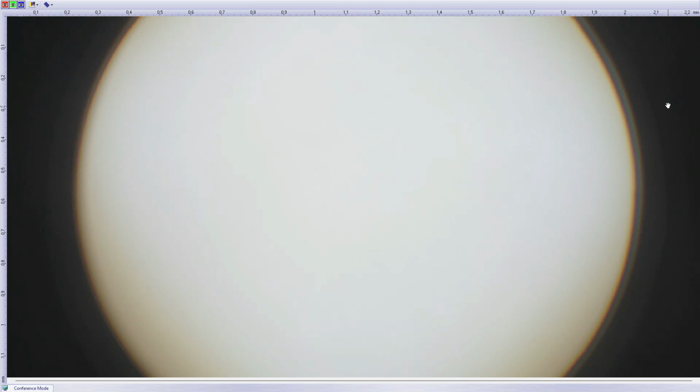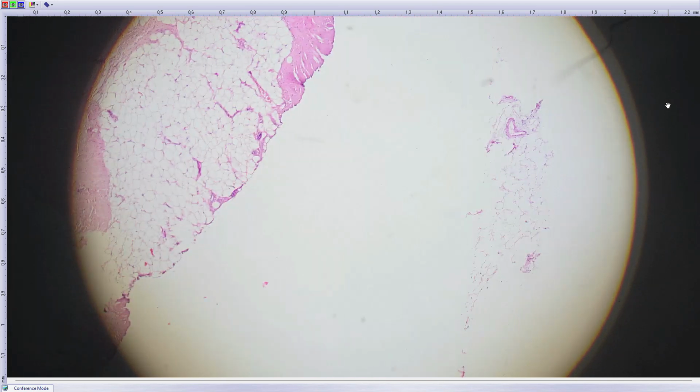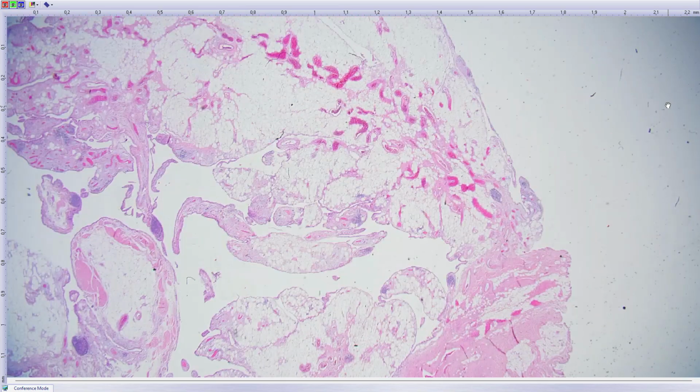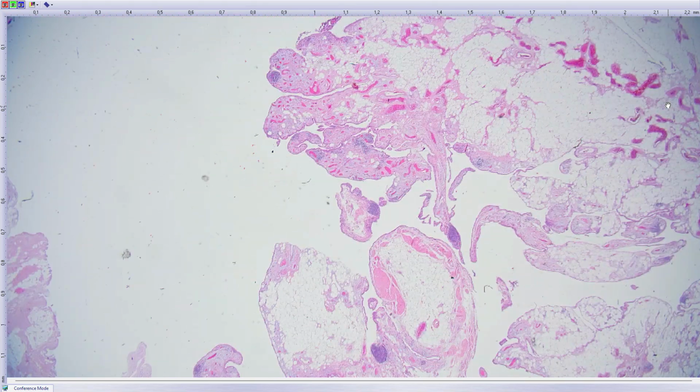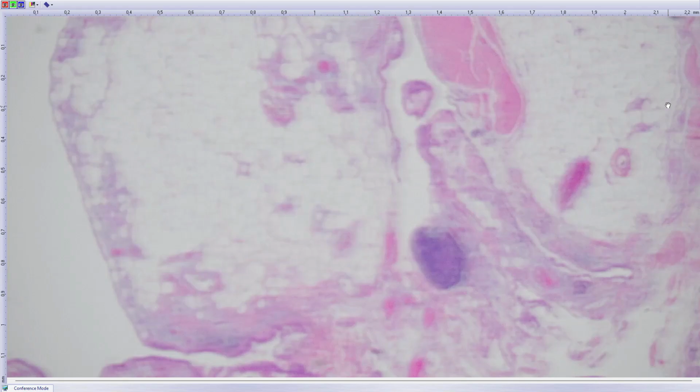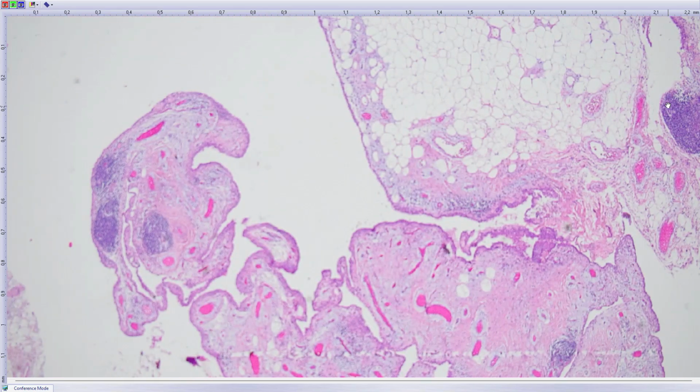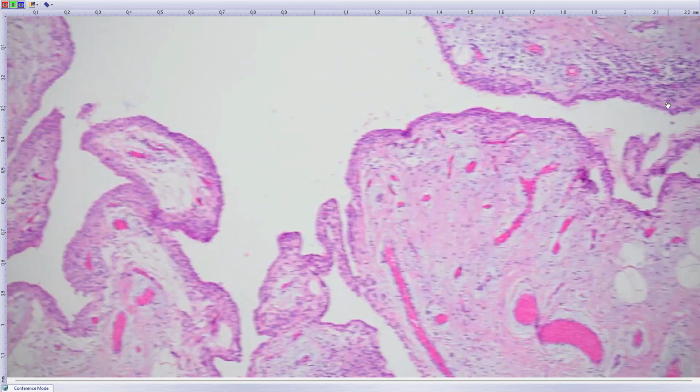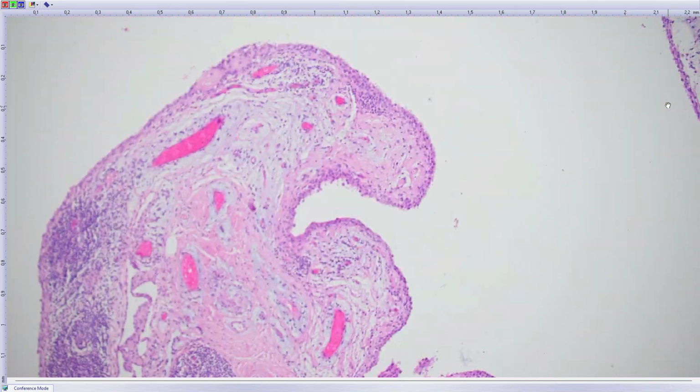Okay, and last case, this was just a routine case from the faculty hospital, older male, synovium from his knee, and the patient has osteoarthritis. So you can see the synovial fronds here, covered by synovium, maybe mildly hyperplastic here.